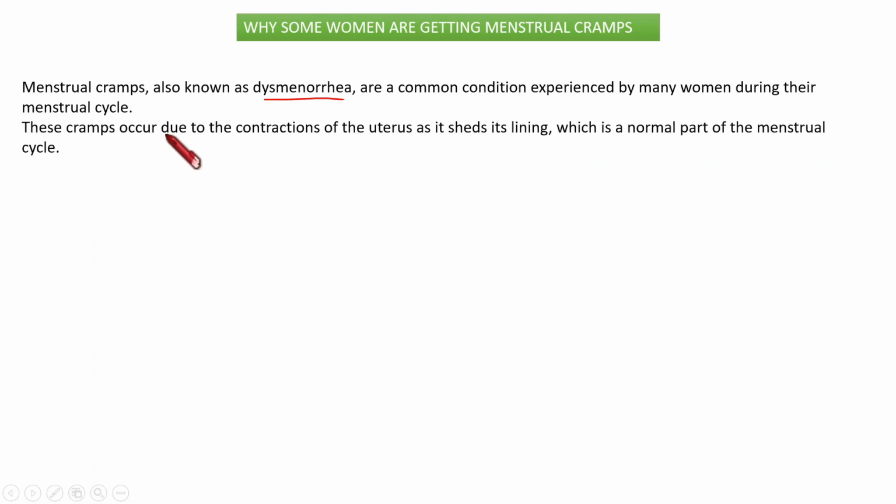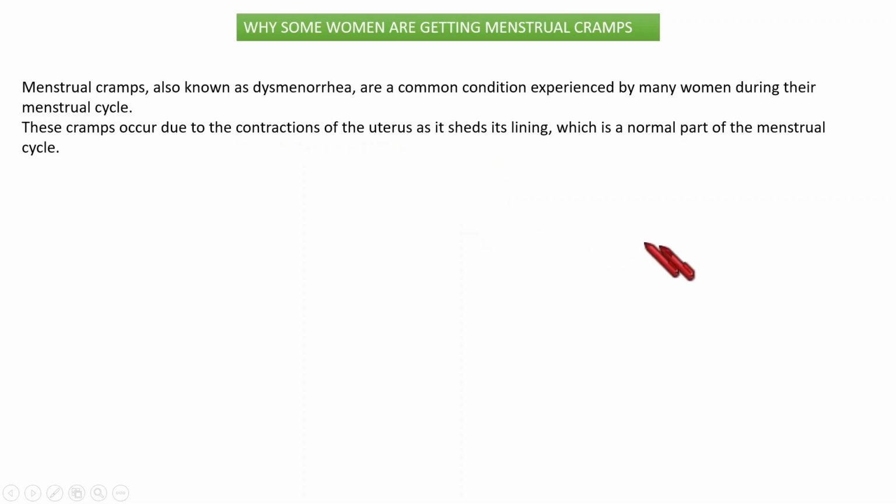So, what is the prime reason for that cramp? It is because of the contraction of the uterus. And why is this uterus contracting? What is the purpose of that contraction? By contracting and relaxing the uterine wall, only then is it possible to shed off the endometrial lining as part of the menses. So, for shedding off, the uterus undergoes contraction and relaxation. That severe contraction is causing pain.